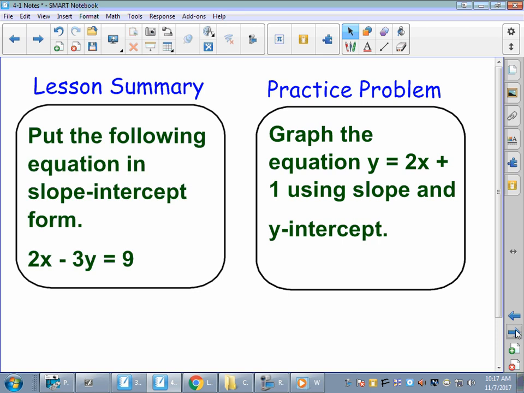There it is. Put the following equation in slope-intercept form. So I want you to rearrange that standard form into slope-intercept form, and then graph the equation y equals 2x plus 1. Just watch that plus 1, it kind of moved over. And I want you to use slope and y-intercept. Good luck.